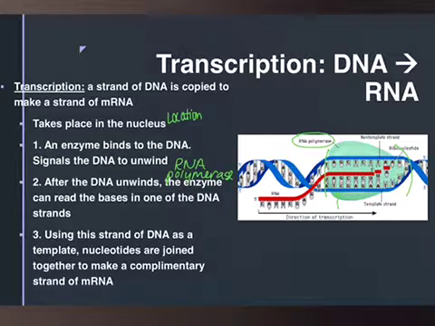So it reads this and sees, oh, here's an A. And it calls out to the cytoplasm to send in a complementary base to A. And so it brings in a U. Remember, RNA does not have a T. It only has a U, which replaces it.